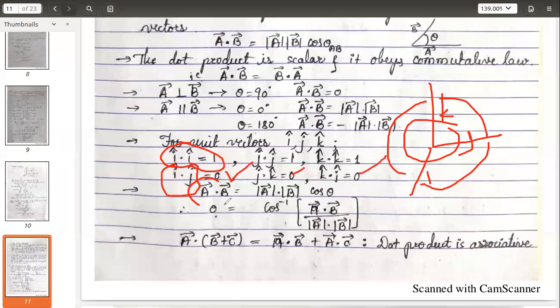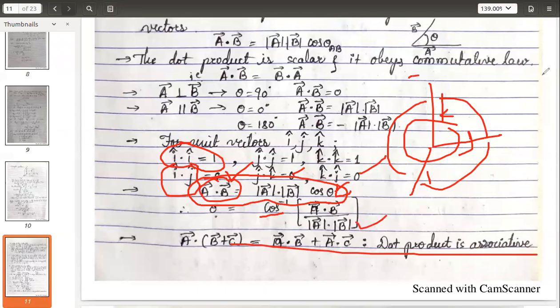And we know that this is the dot product equation. From this, you can calculate the angle theta. It is the cos inverse of the dot product divided by their magnitudes. And the dot product is associative and commutative. So this is about the dot product.